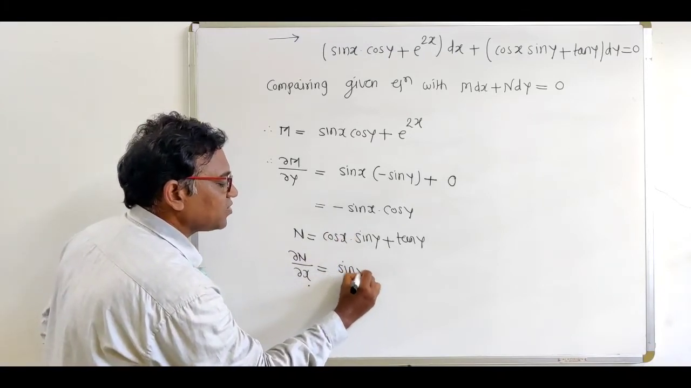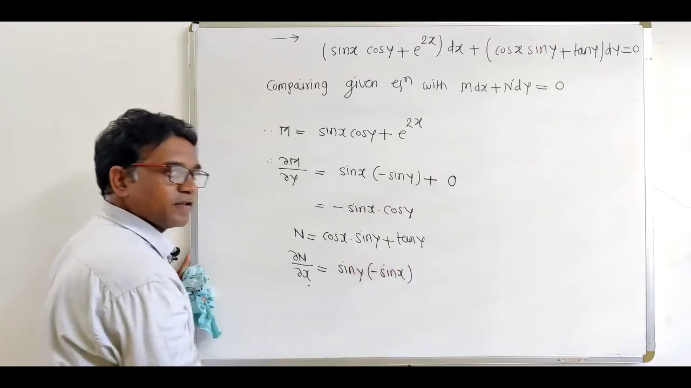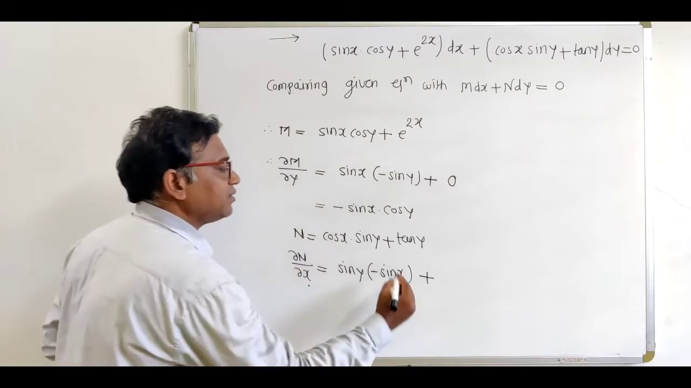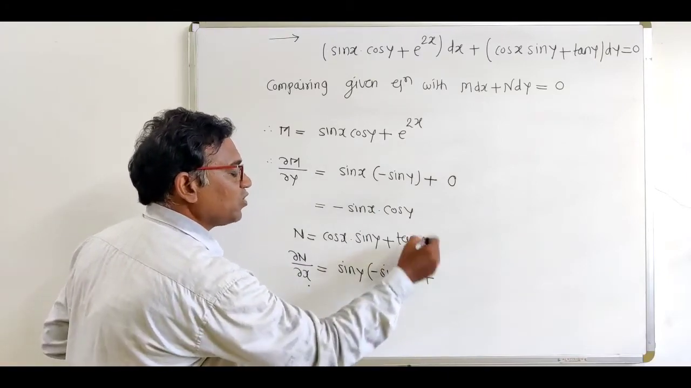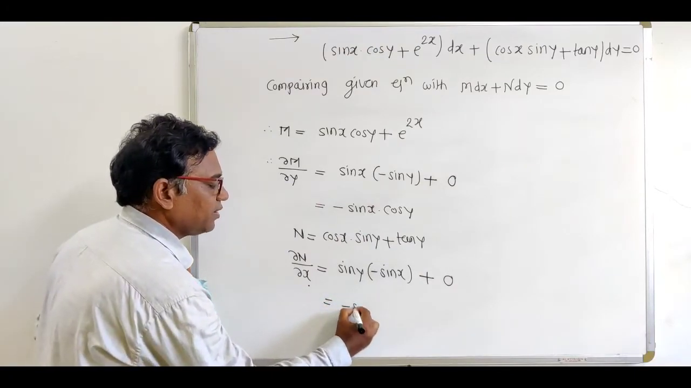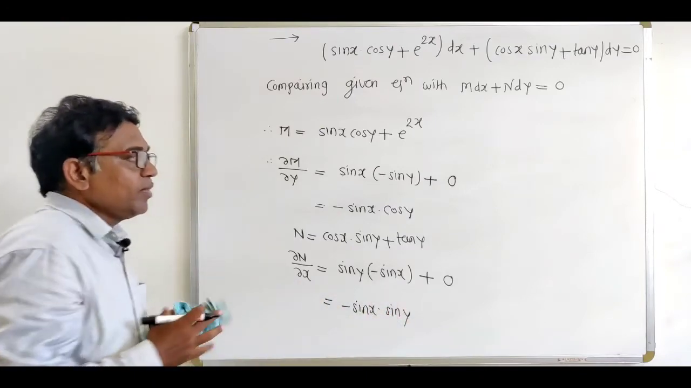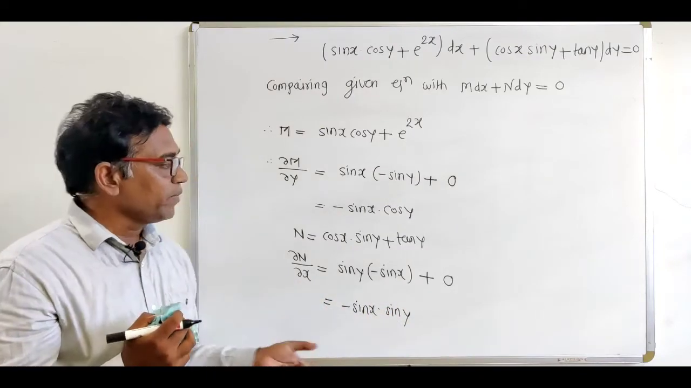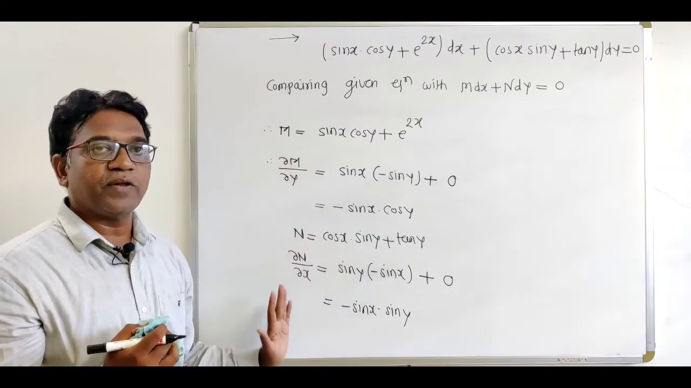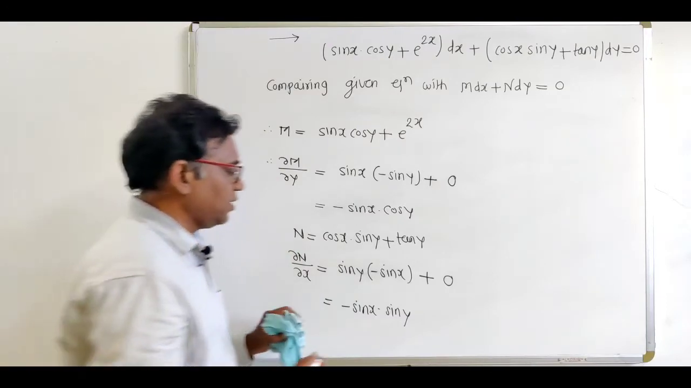So sin y is constant, and the derivative of cos x is minus sin x. Plus tan y is a constant quantity because y is constant, so the derivative of the constant is 0. So this is minus sin x into sin y. So what is our observation? The value of del M by del y and the value of del N by del x are equal. So this differential equation is said to be an exact differential equation.